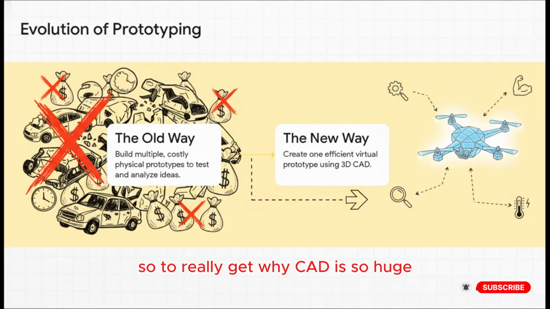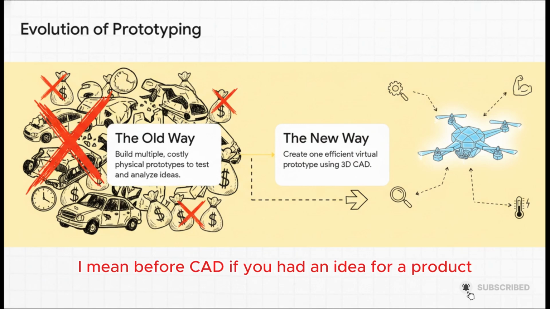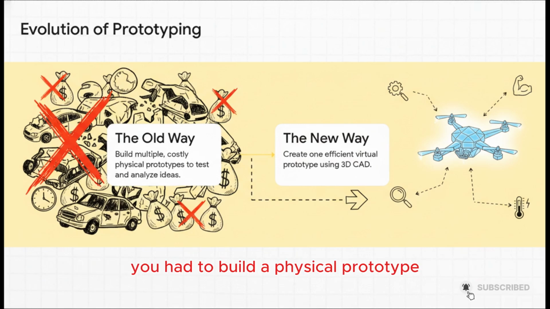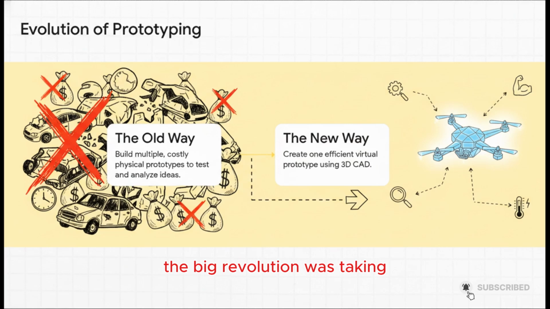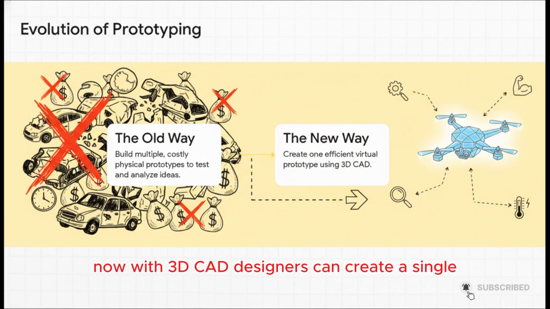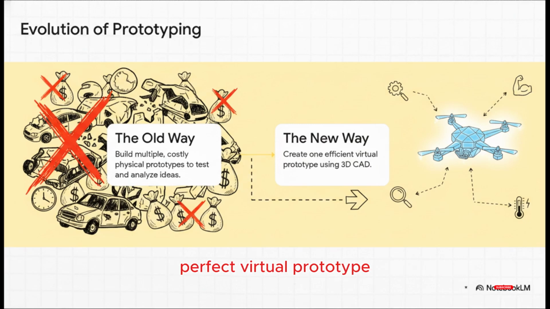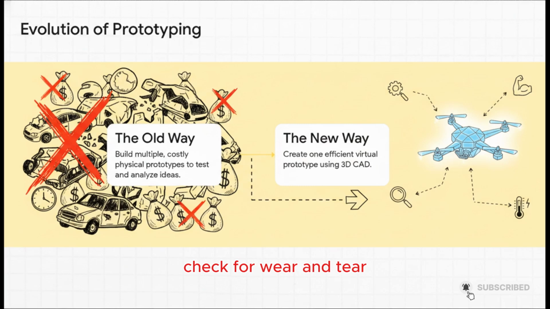So to really get why CAD is so huge, you have to look back at how things used to be done. I mean, before CAD, if you had an idea for a product, you had to build a physical prototype after physical prototype. It was painfully slow and super expensive. The big revolution was taking all of that work and moving it into the digital world. Now, with 3D CAD, designers can create a single, perfect virtual prototype. They can run simulations, test for heat stress, check for wear and tear. All of that happens before a single physical part ever gets made. It's an absolute game changer.